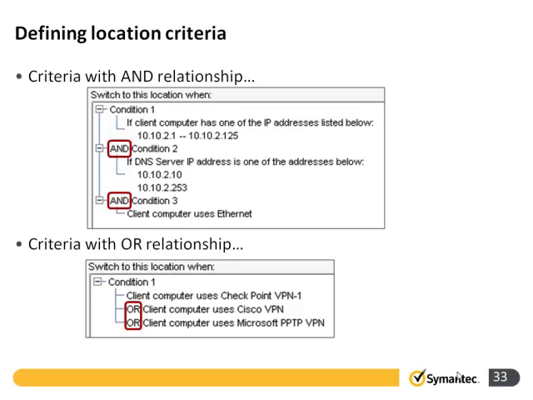We can also use the OR relationship. So we've got condition 1 in the box below, with any one of those VPNs could be true, in which case choose that location.